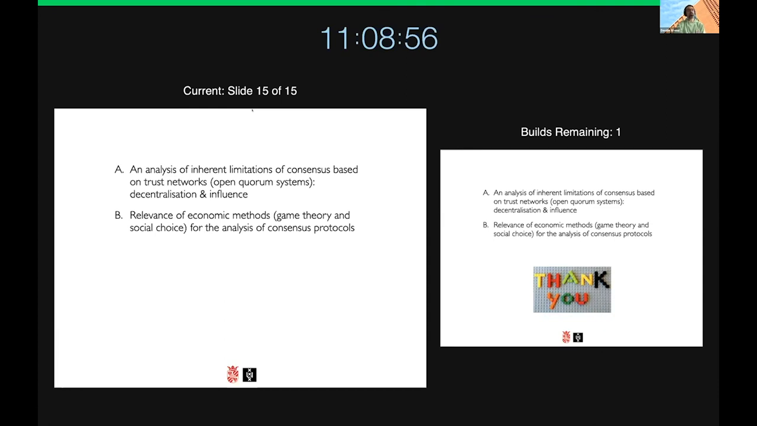And of course, this is preaching to the converted, but I tried to also show how an economic theory toolbox, in this case the ideas from command games and from power indices, can be used for the analysis of systems of this type.